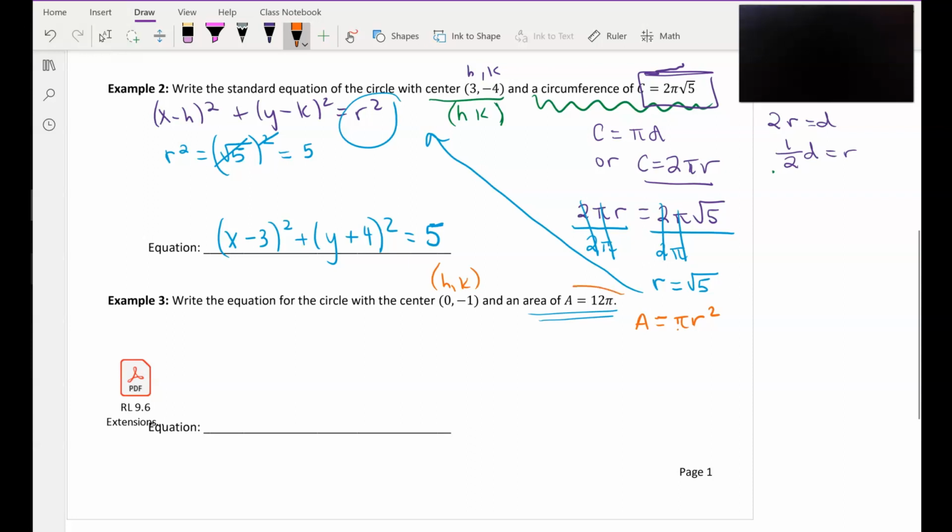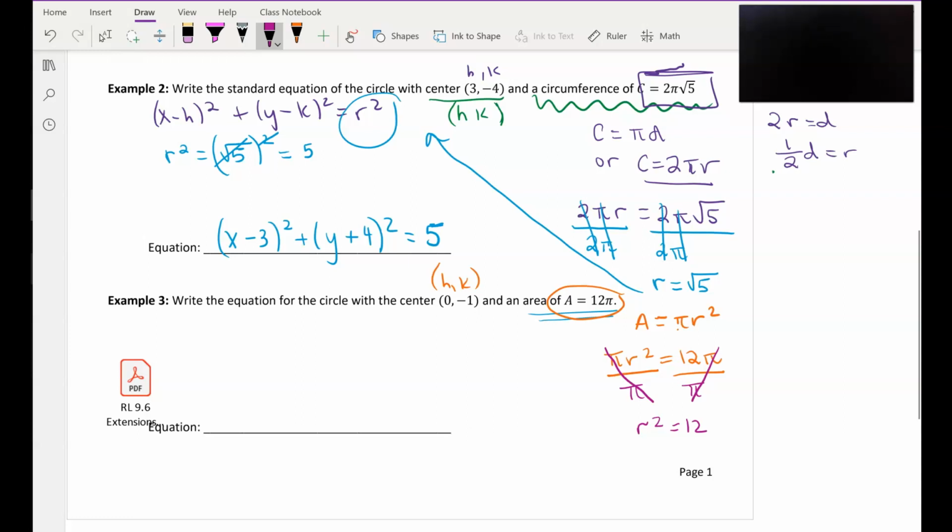So if I set pi r squared equal to 12 pi, and I want to solve for r squared, I could just divide both sides of my equation by pi. When I do that, pi divided by pi is just 1. I'm left with r squared, the radius squared, equals 12. If I want to know the radius, I could take the square root, but we don't even need that.